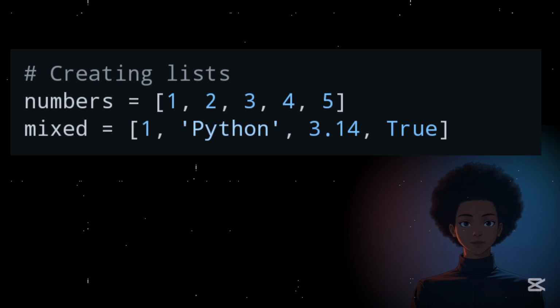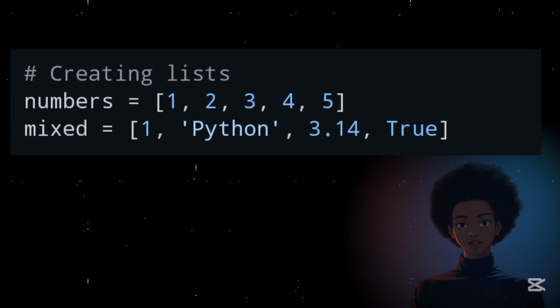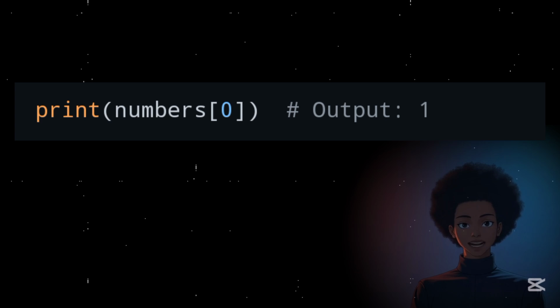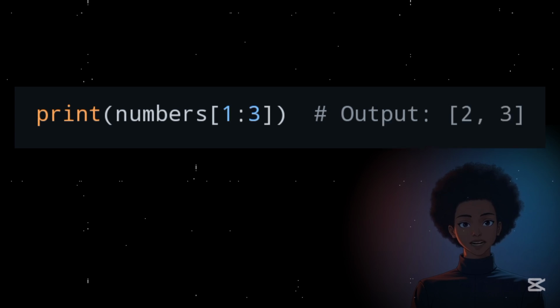Lists in Python. A list is an ordered collection of items, which can be of any data type. You define a list using square brackets. For example, numbers equals [1, 2, 3, 4, 5], mixed equals [1, "Python", 3.14, True]. You can access elements in a list using their index. For example, numbers[0] will return the first element, which is 1. You can also use slicing just like with strings. Typing numbers[1:3] will return [2, 3].